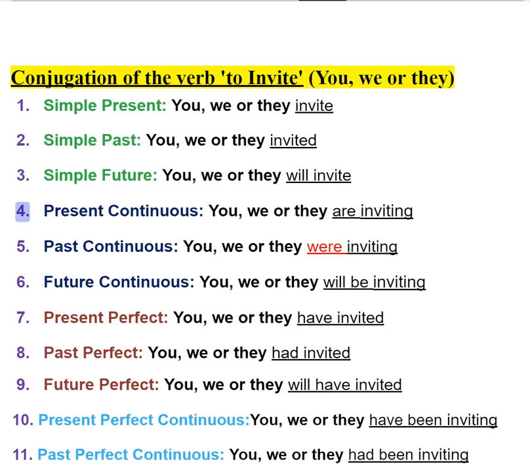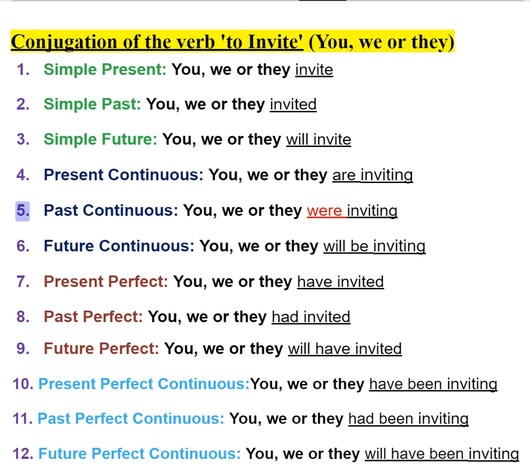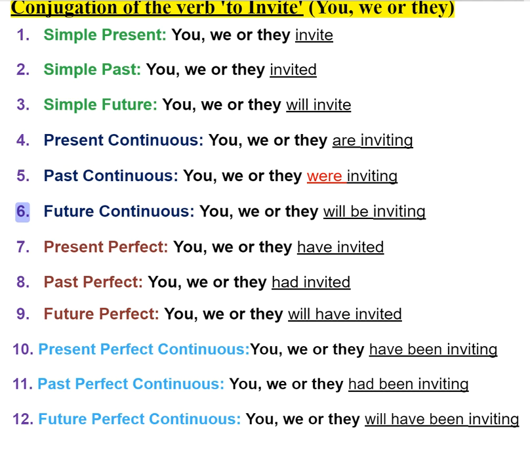4. Present continuous, you, we or they are inviting. 5. Past continuous, you, we or they were inviting. 6. Future continuous, you, we or they will be inviting.